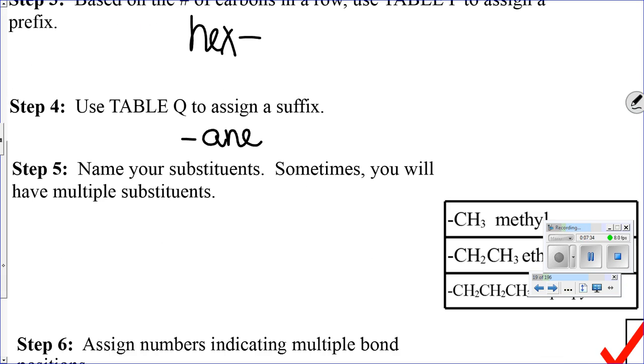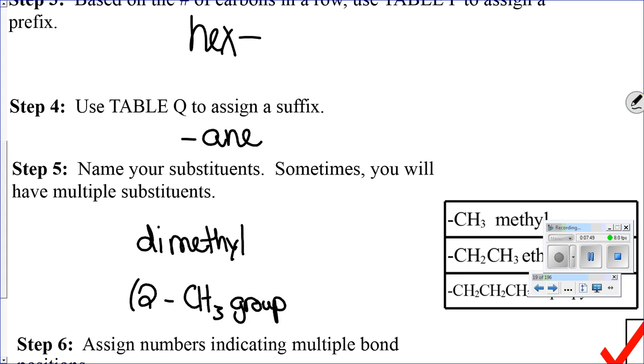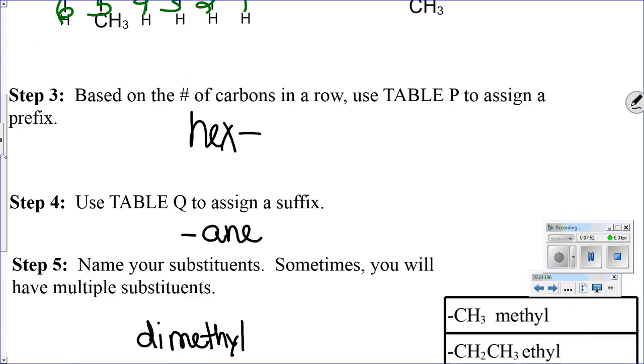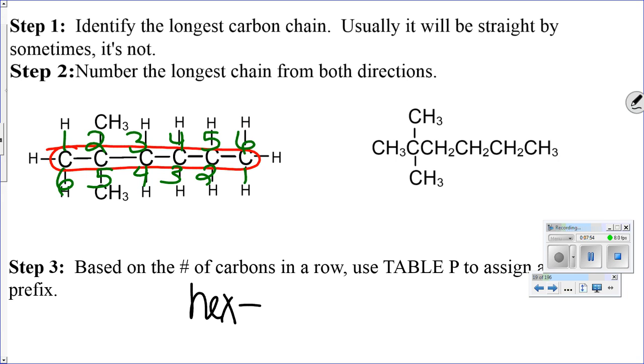I have 2 methyl groups here. So what I'm going to tell people instead of just methyl is I'm going to tell them we have dimethyl, or 2 CH3 groups. Now I have to tell people where those are. If I were to number this way, those are attached to carbon 2. If I number this way, they're attached to carbon 5.